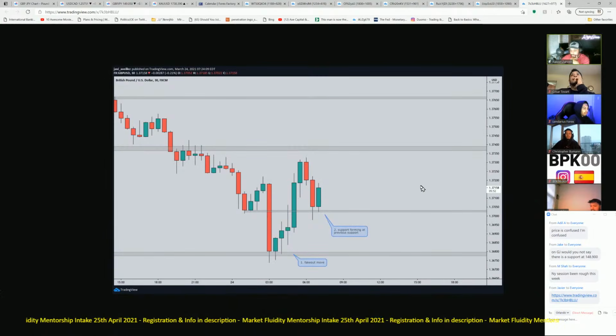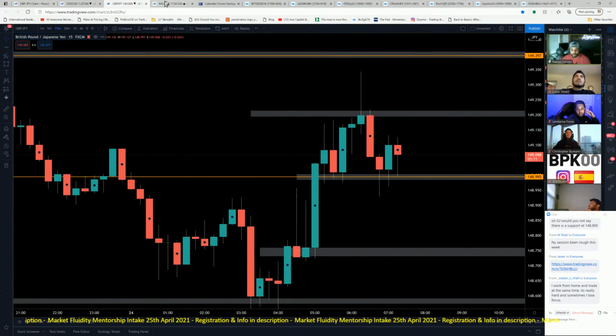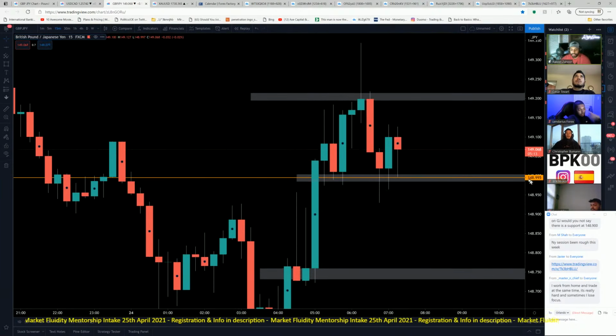So you got to be very, very careful. 30-minute time frame, GU, support form, previous support. Fake out move right here. Okay, looks good. Maybe you're looking for a buy above this zone over here you have on the top. Ooh, look at that rejection.